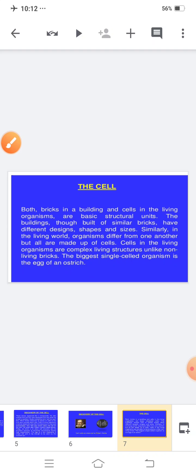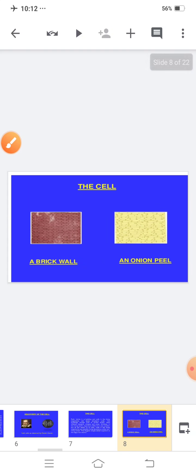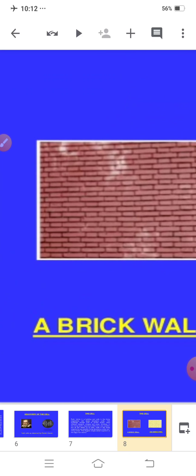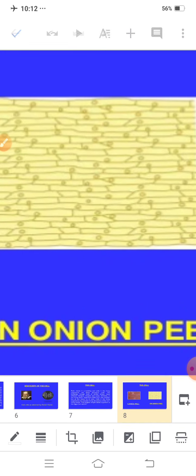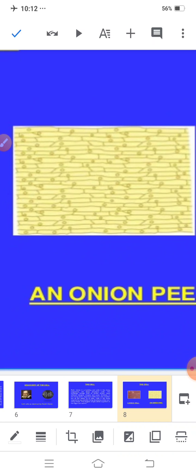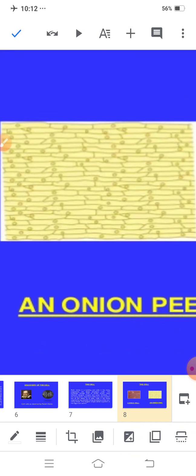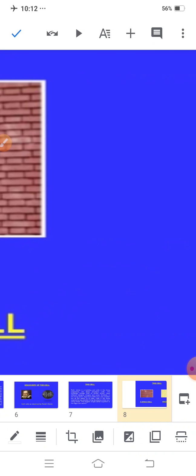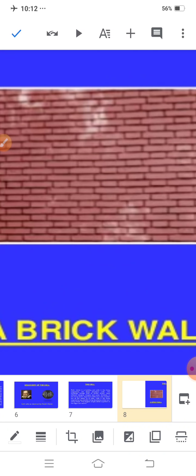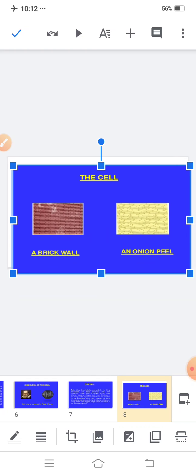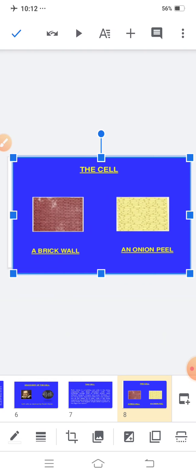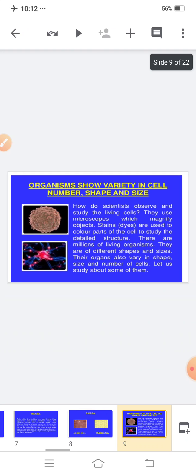Is this clear? Now, this is a brick wall which looks like this, and this is an onion peel. If you see an onion peel with the help of a microscope, it will look like this. It gives a similar structure. See? Clear? This is known as your cell. Clear? Now, organisms show variety in cell number, shape and size.